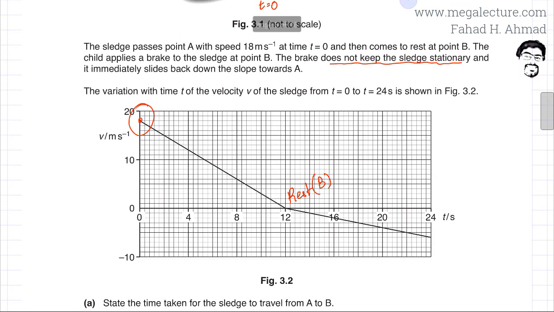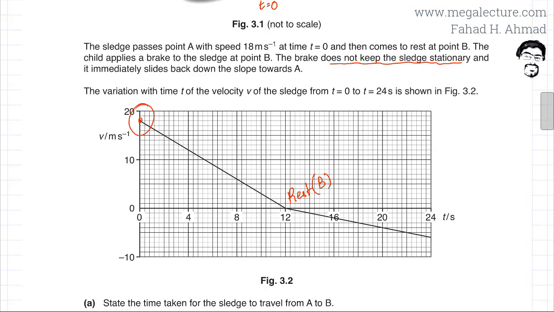So this is exactly what's happening. After 12 seconds, it comes to rest. The sledge starts traveling backwards. The velocity is in the backward direction. And this is the slope. The velocity is now increasing, but in the negative direction, which means it's going in the opposite direction.